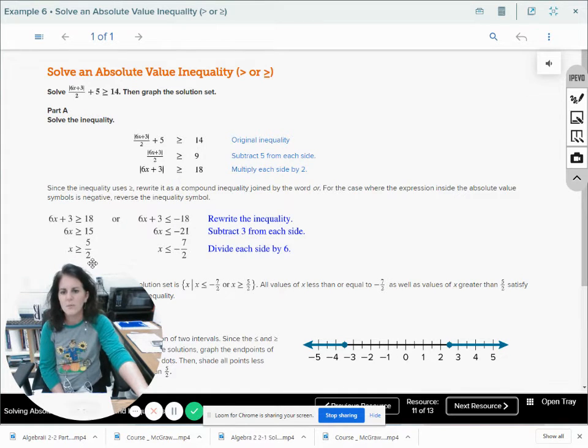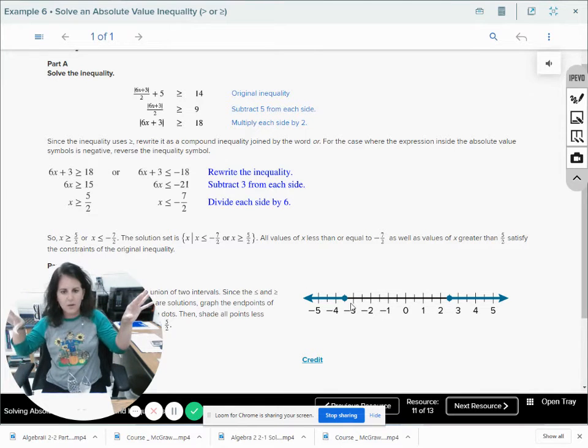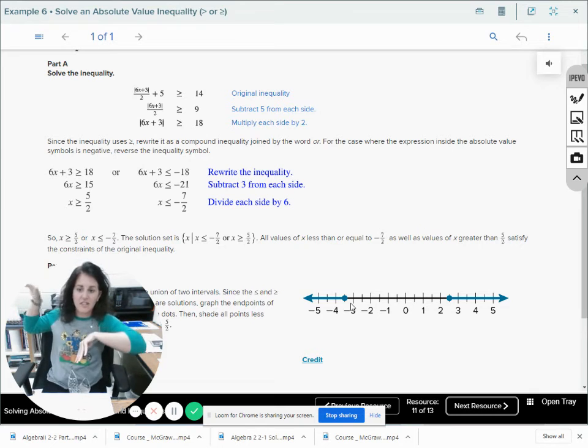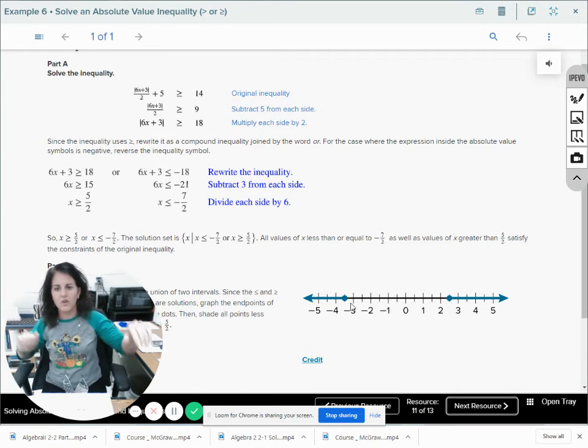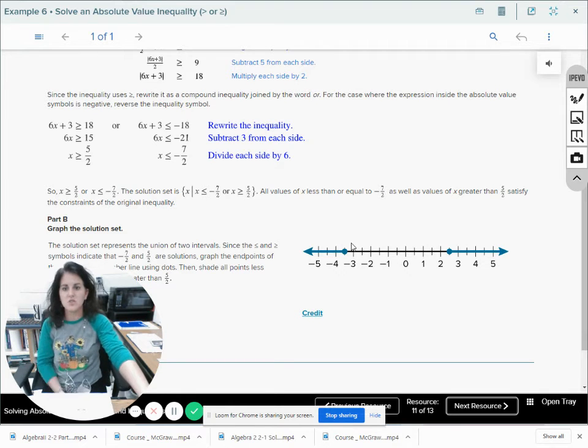We solve, and we end up with 5 halves and negative 7 halves. So again, I'm wanting this to be true or this over here to be true. There's not an overlap. I'm not looking for both things happening. It doesn't have to be this and this. It has to be this over here or this over here. So when I graph it, we would expect the arrows to go in opposite directions.